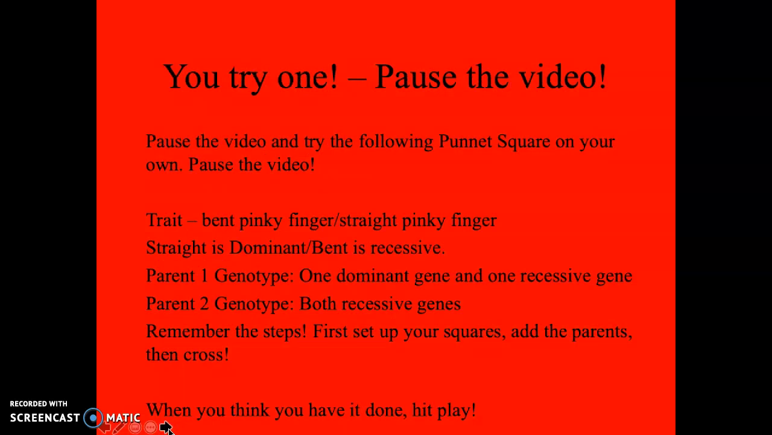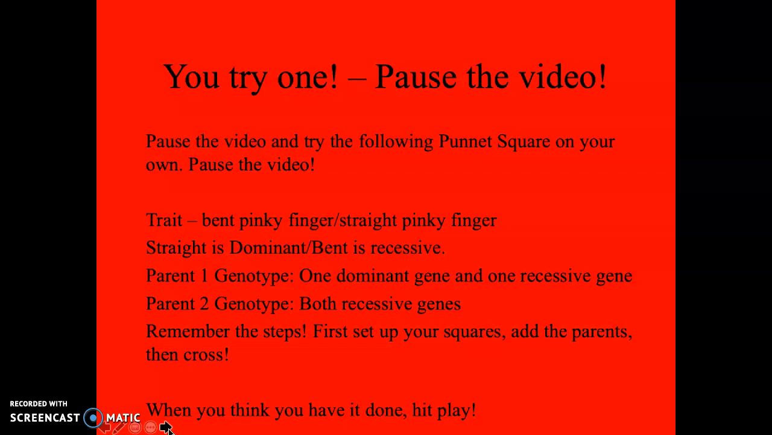Now I want you to try one on your own. I want you to pause the video, and this will be kind of a test to see if everything during this video made sense to you. So pause the video and try the following Punnett square on your own. You'll notice that the trait says bent pinky finger, straight pinky finger. Straight is the dominant, bent is the recessive.